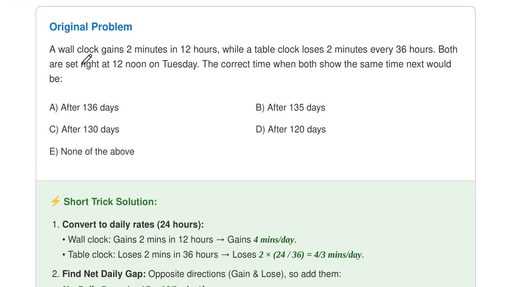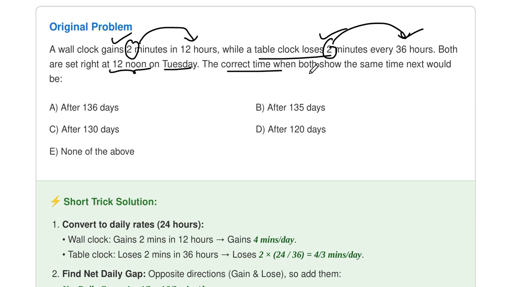So the first problem is: a wall clock gains 2 minutes in 12 hours while a table clock loses 2 minutes in 36 hours. So two clocks are given. One clock is gaining 2 minutes in 12 hours and the other clock loses 2 minutes in 36 hours. Both clocks are set right at 12 noon on Tuesday. So the correct time when both show the same time next would be, so we have to find out the time. First of all we have to find out the rates per day. One day means 24 hours.